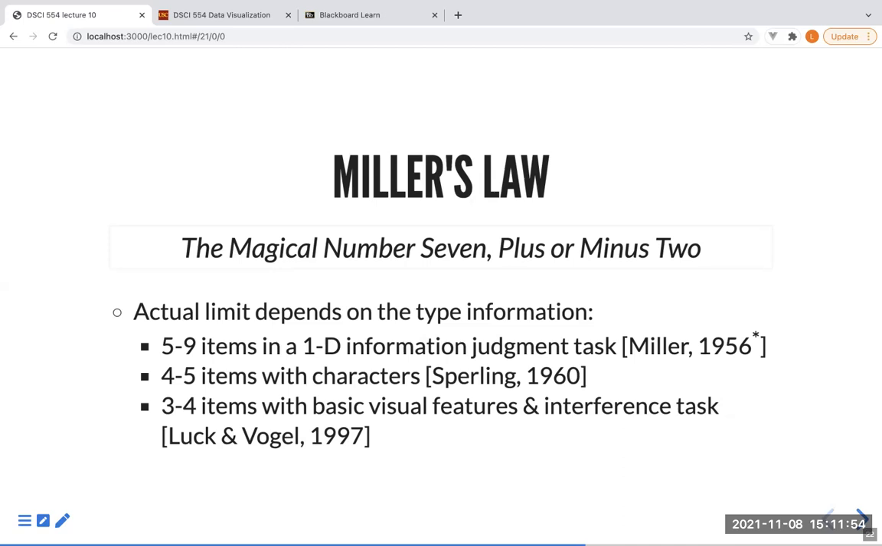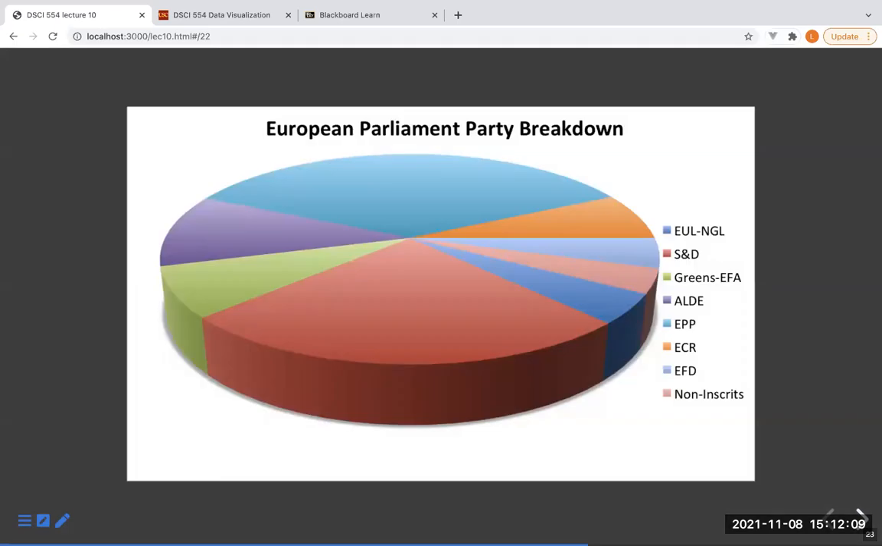and there is an interference task. Meaning that while you're looking at the legend, I'm showing you something else on the side. So you need to multitask. And then you see that it's even less than before. This is an example of what not to do for a number of reasons.